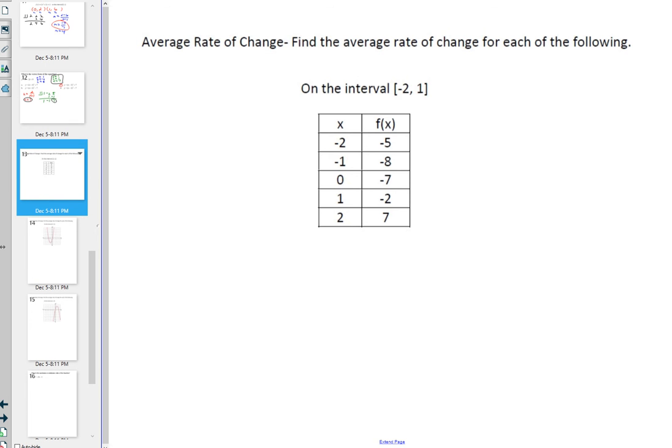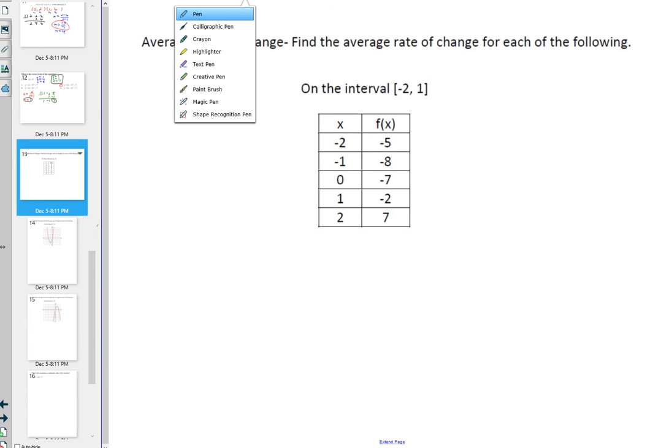All right. Now we're going on the way back machine to Monday. Back to average rate of change, but now they're giving us a table, which we found were the easiest of the bunch.